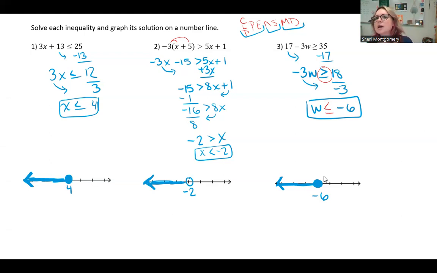If you did all of this, but you shaded in the wrong direction, you don't miss the whole problem. You miss like a point or two. That's not a big deal. So don't let inequalities scare you. They solve exactly the same.